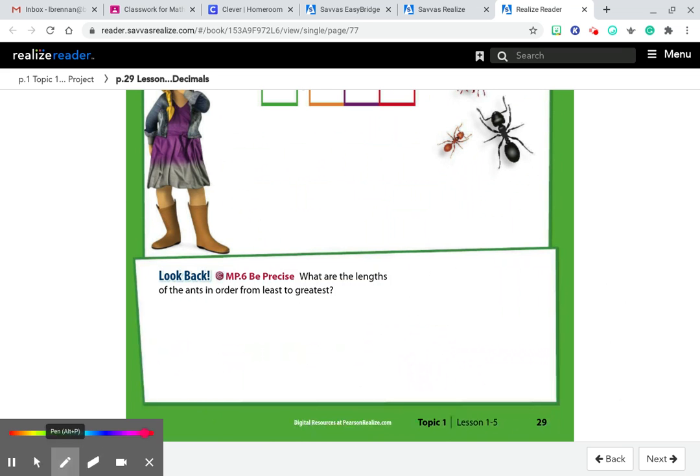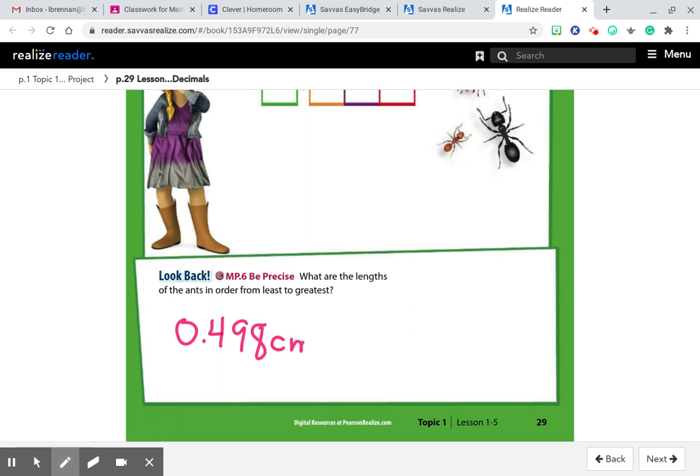So if we're going to put them in order from least to greatest, the smallest one we said was 498 thousandths of a centimeter. The middle one would be 521 thousandths of a centimeter. And the largest one would be 550 thousandths of a centimeter.